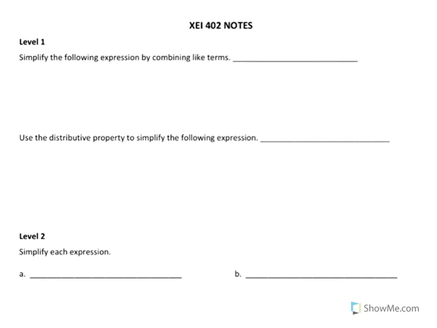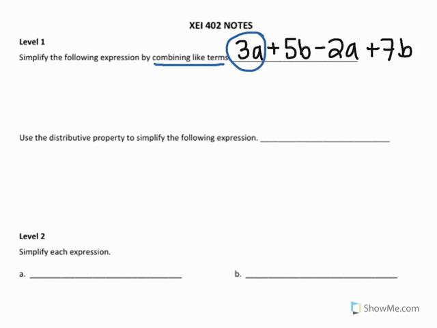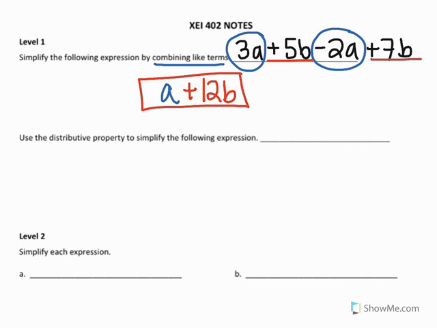The next topic we have is going to be reviewing what we've done a few weeks ago in combining like terms. So if we recall, if we had a phrase like 3a plus 5b minus 2a plus 7b, we would combine the 3a and the negative 2a to get 1a, and then we have plus 5 plus 7 is going to give us 12b, and that would be our answer.